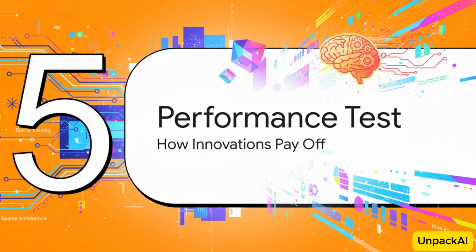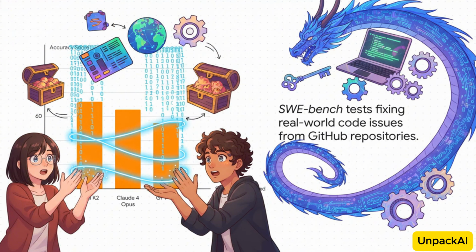Okay, we've covered a lot of ground. We've talked about the stable training, the super sparse architecture, and the agentic post-training. So now, for the moment of truth, let's see what this all adds up to. How does Kimi K2 actually perform on some of the toughest, most grueling benchmarks out there? Let's start with SWE-bench. This benchmark tests a model's ability to fix real-world bugs pulled straight from GitHub issues. And Kimi K2 scores an incredible 72.5. Now, that number might not mean much on its own, but look at the comparison. It significantly outperforms some of the most powerful closed-source models out there, like Claude 4 Opus and GPT 4.1. This just screams top-tier coding and reasoning ability.